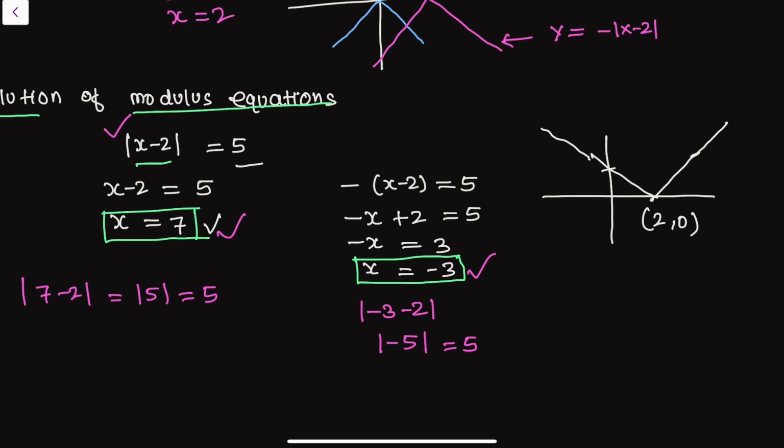Now on this, if you draw a line y is equal to 5, you can see that this line intersects the graph at 2 points. These 2 points are basically the solutions of this equation. That's why this modulus equation has two solutions, and one of the solutions is x is equal to 7 and the other one is x is equal to minus 3.